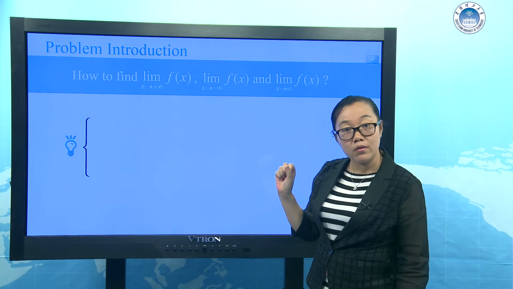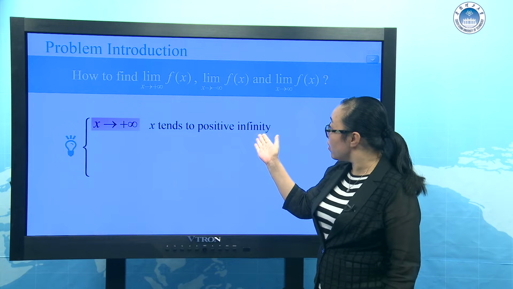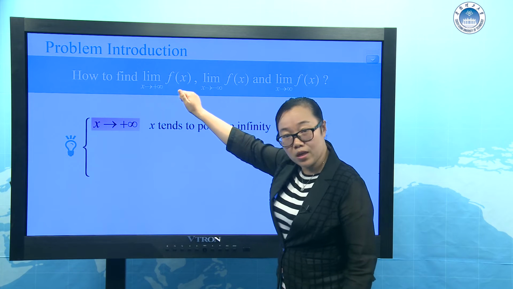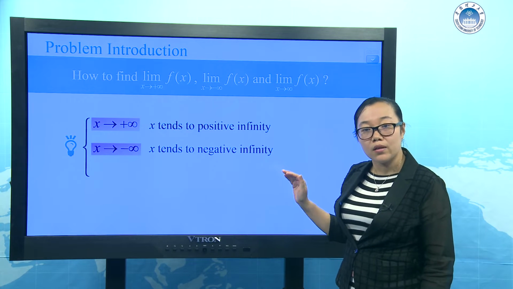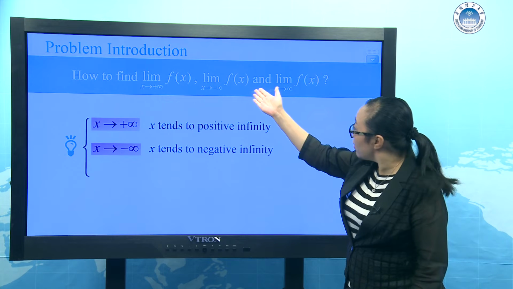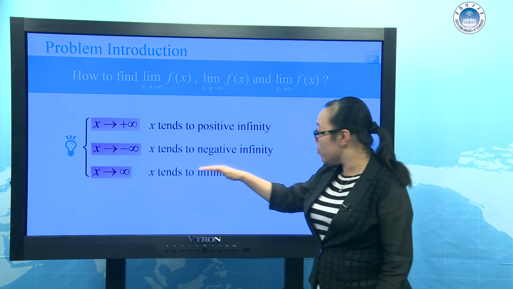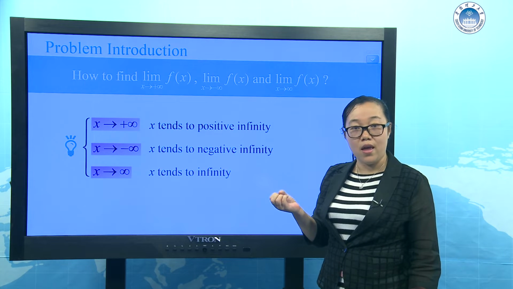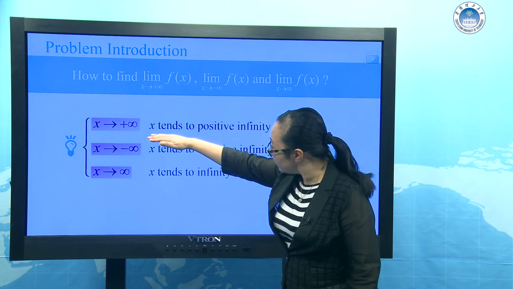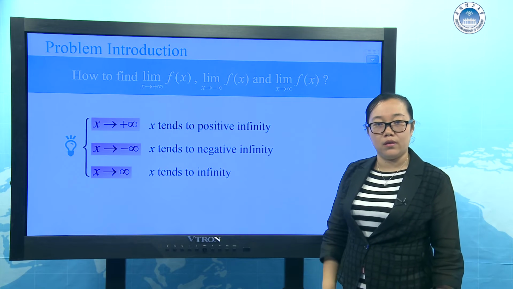Now how about x tends to positive infinity? At this time, how about the limit? And then x tends to negative infinity. How about this limit? And then together, x tends to infinity, including two cases: x tends to positive infinity and x tends to minus infinity.